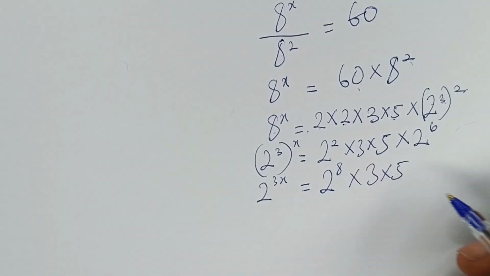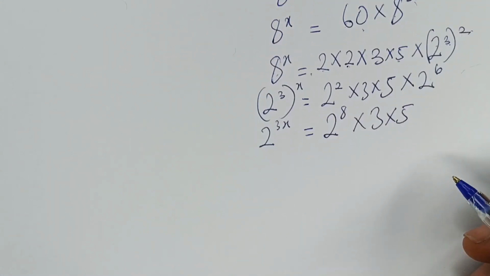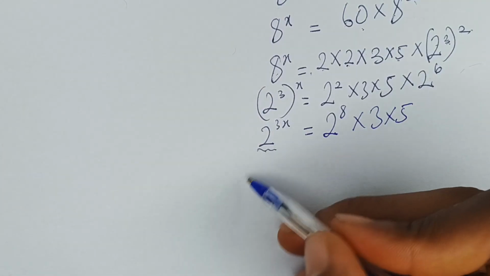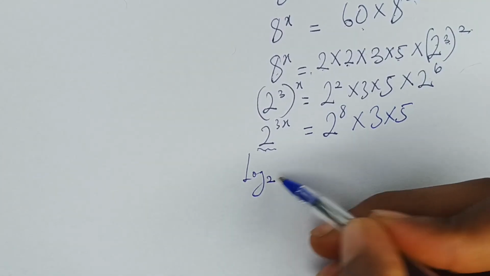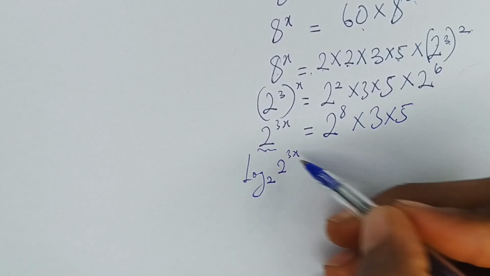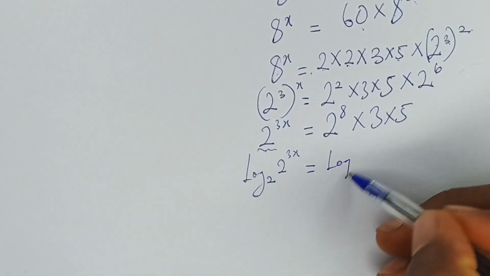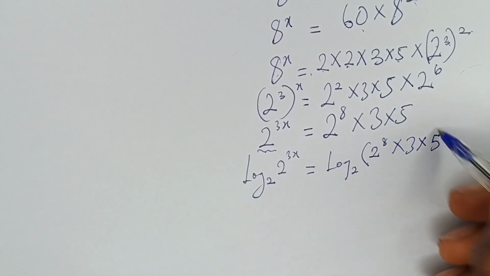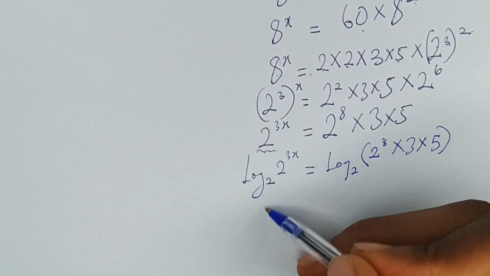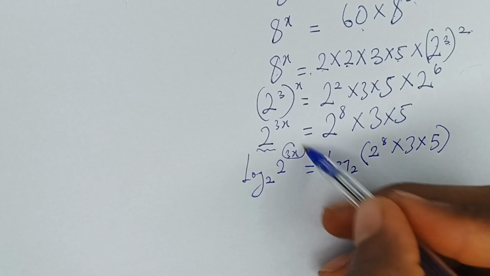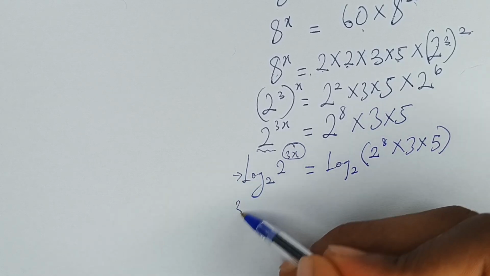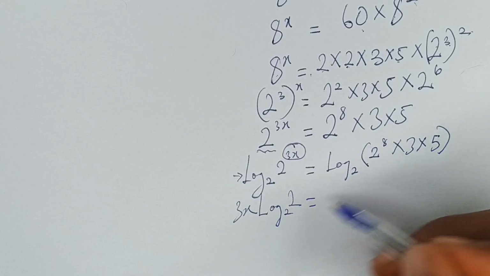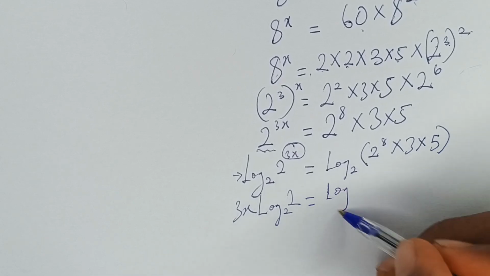All right. Now, the next thing to do here is to take the logarithm to the base of what is carrying the x. So what is carrying the x is 2. So you take the logarithm to the base 2 of 2 raised to the power 3x, and this is equal to the logarithm to the base 2 of 2 raised to the power 8 times 3 times 5. From here, we now have this power will multiply the log. So we have 3x times logarithm of 2 to base 2 to be equal to the logarithm of.